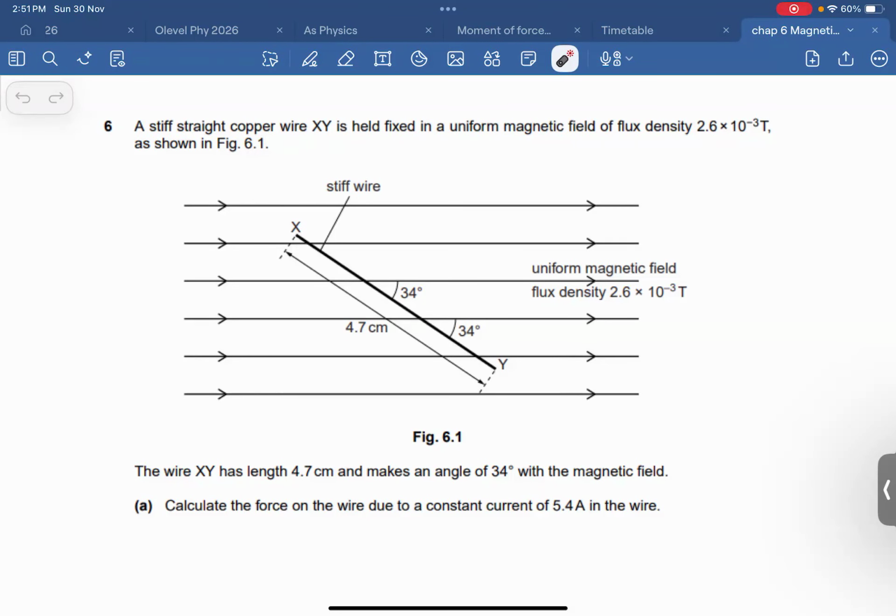A stiff straight copper wire XY is held fixed in a uniform magnetic field of flux density 2.6 × 10^-3 T, as shown in figure 6.1. The wire XY has a length of 4.7 centimeters and makes an angle of 34 degrees with the magnetic field. Calculate the force on the wire due to the constant current of 5.4 A in the wire.